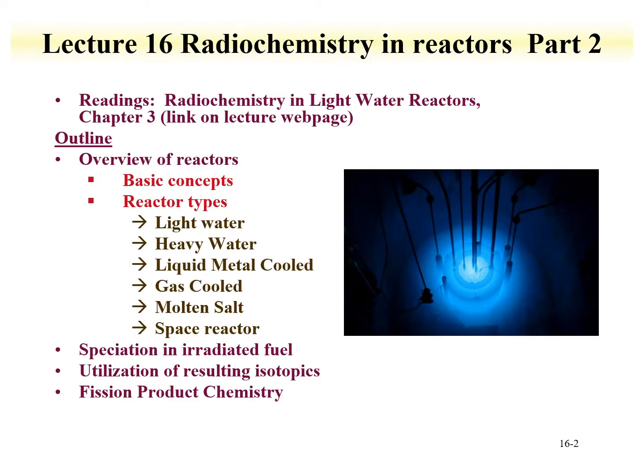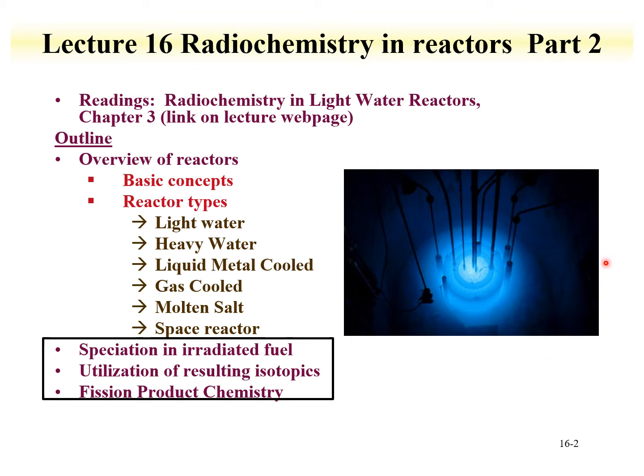In part one, we described some basic concepts of nuclear reactors and went over a little bit of detail about the different types of reactors. In part two, we're going to talk about the speciation of isotopes within irradiated fuel, how information on isotopes can be used to describe behavior of reactors, and then we're going to give an overview of fission product chemistry.